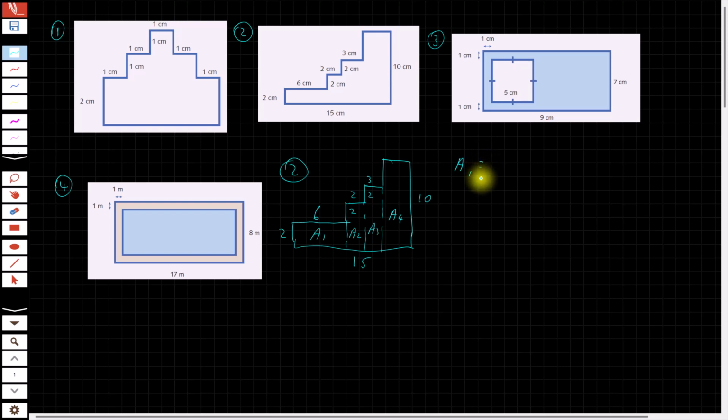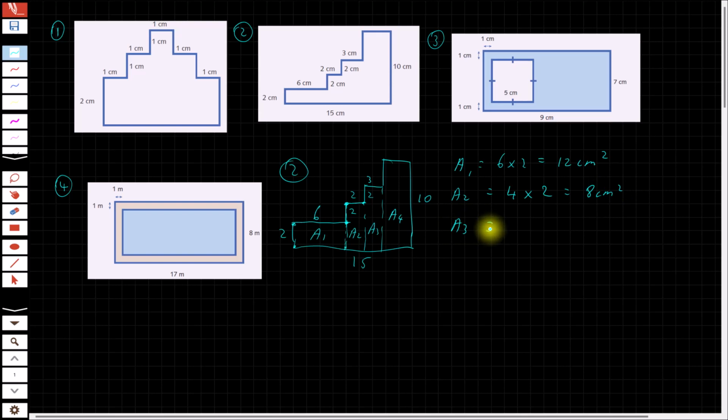A1 equals 6 times 2 equals 12 centimeters squared. A2 is 2 times. Now we need the distance from all the way down to there. We know the distance from here to here is 2, and we know the distance from here to here is 2. So that distance from there to there is 2. So 2 plus 2 is 4. So it's 4 times that distance from there to there equals 8.